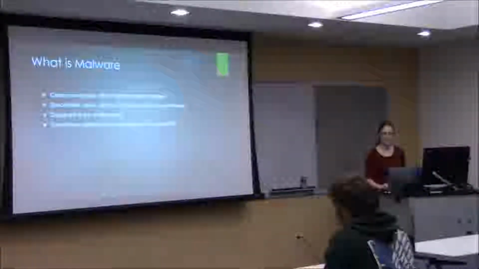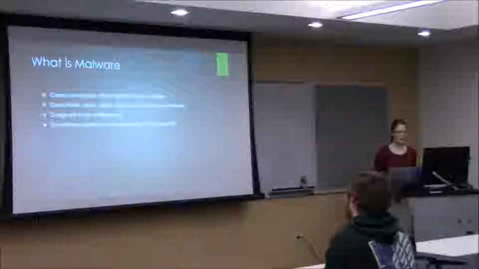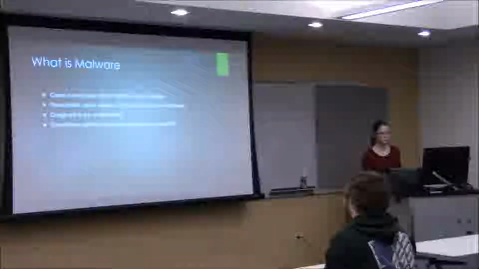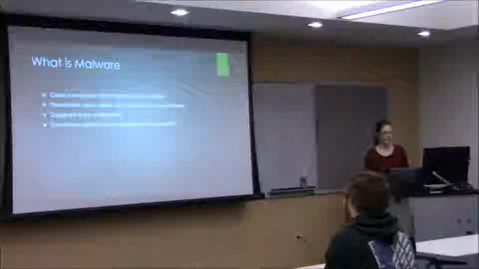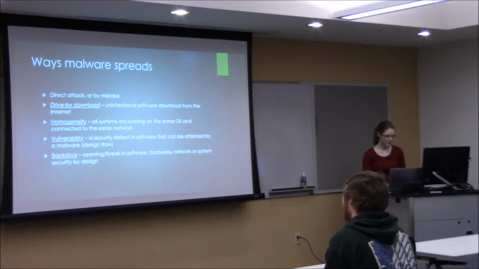Malware can get onto your computer in several different ways. If you click on links, or go to bad websites and click on something that downloads it to your computer, or if you're being directly attacked. Sometimes your computer will even already have some malware on it, if it's supplied by a company, or if you have a CD or DVD that has malware on it, for example the Sony Rootkit, which we'll be covering a little later. So like I said, it's either by direct attack or by mistake of the user.